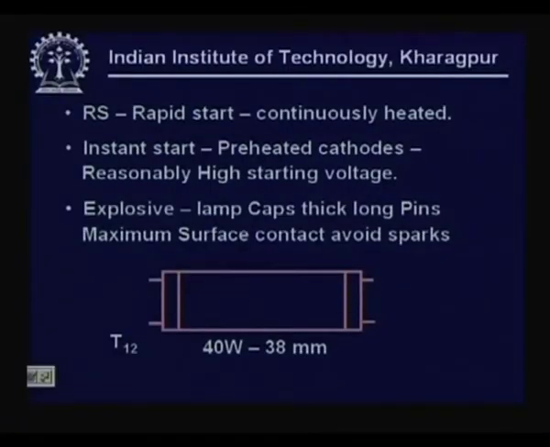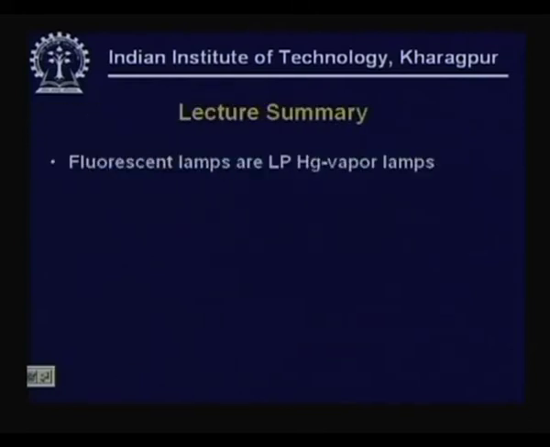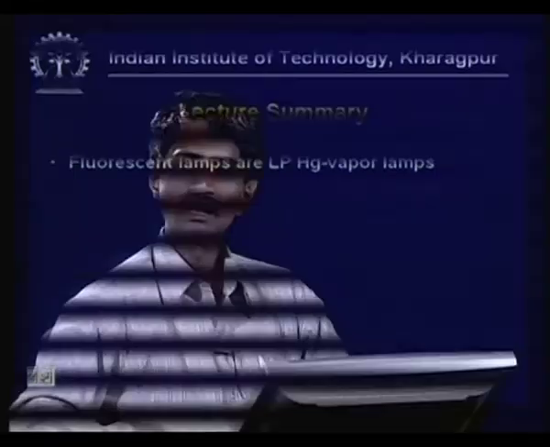So in effect, what we have seen today is that the low pressure mercury vapor lamps used as fluorescent lamps are specified in terms of what we call T sub n. N gives us the diameter, n into 1 by 8; like T8 is a 1 inch diameter.